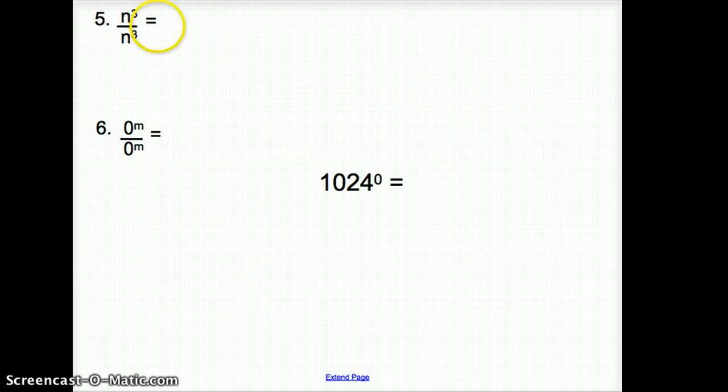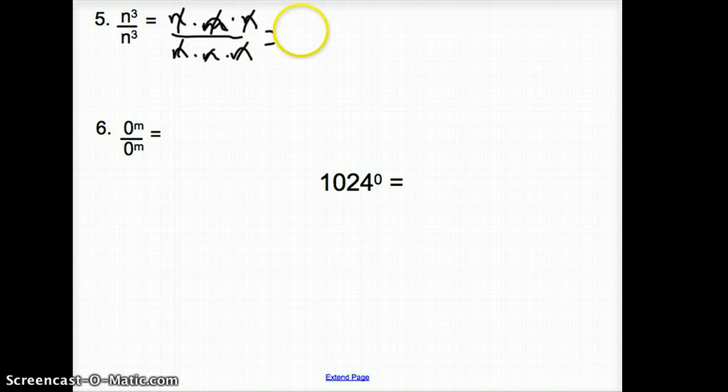Next, we're going to be moving on to n cubed over n cubed. Well, let's write this out and take a look at what we come out with. That's n times n times n, all over n times n times n. So if we cancel out again from top to bottom, top and bottom, top and bottom, we cancel everything out. So what are we left with? We are left with 1.